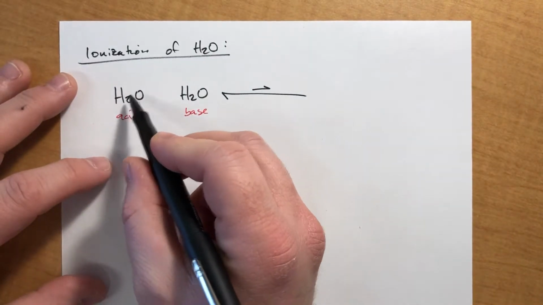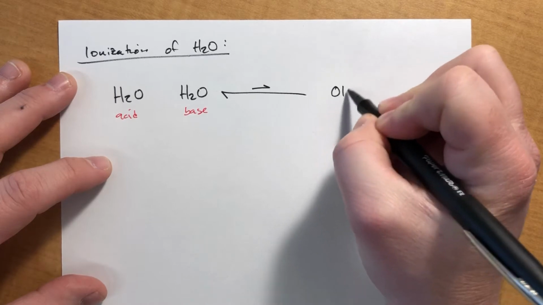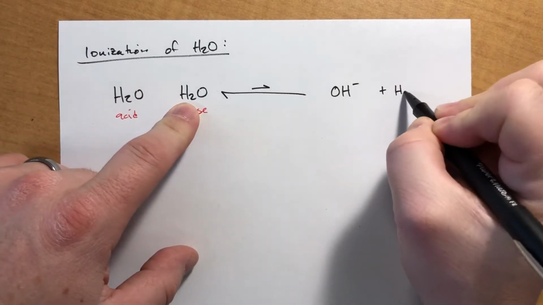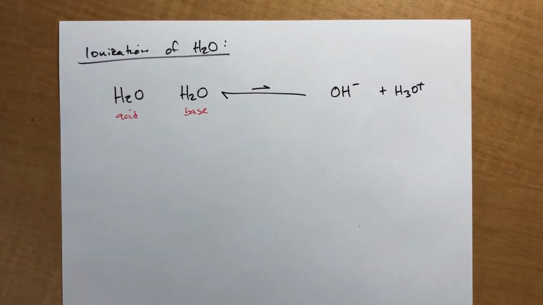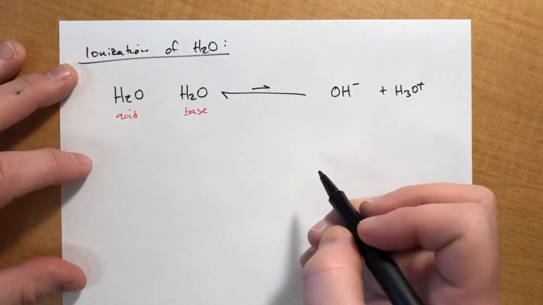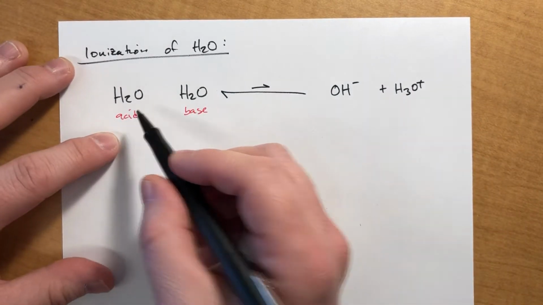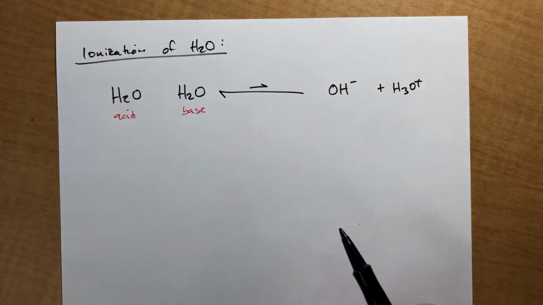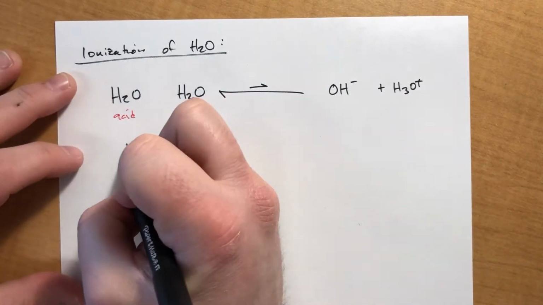But if this is an acid, it's going to give up an H plus and you form OH minus. And if this is a base, it's going to receive an H plus and become H3O plus. Okay? So the way we typically write the reaction is, if this was an acid, we say Ka. If it was a base, we say Kb. Either one's technically right. Because this is water, we call it Kw.